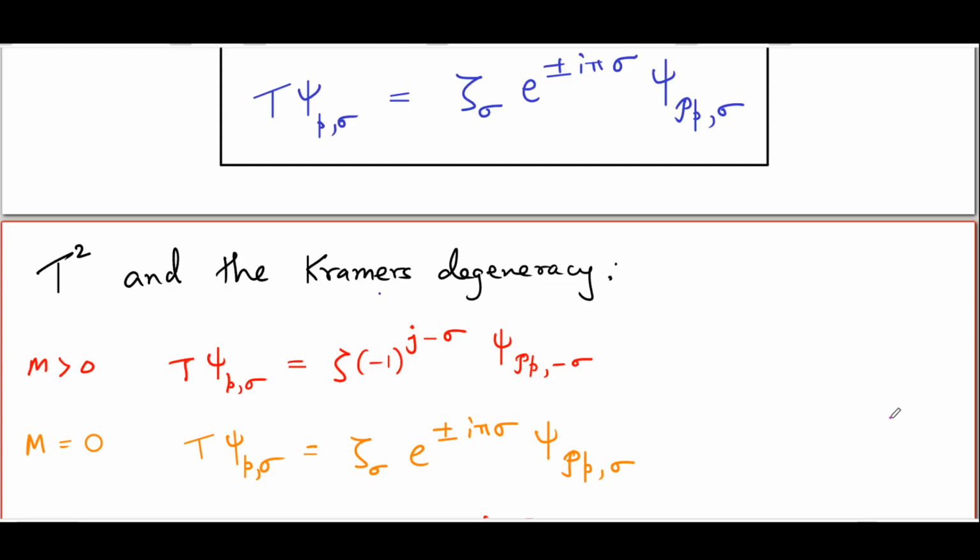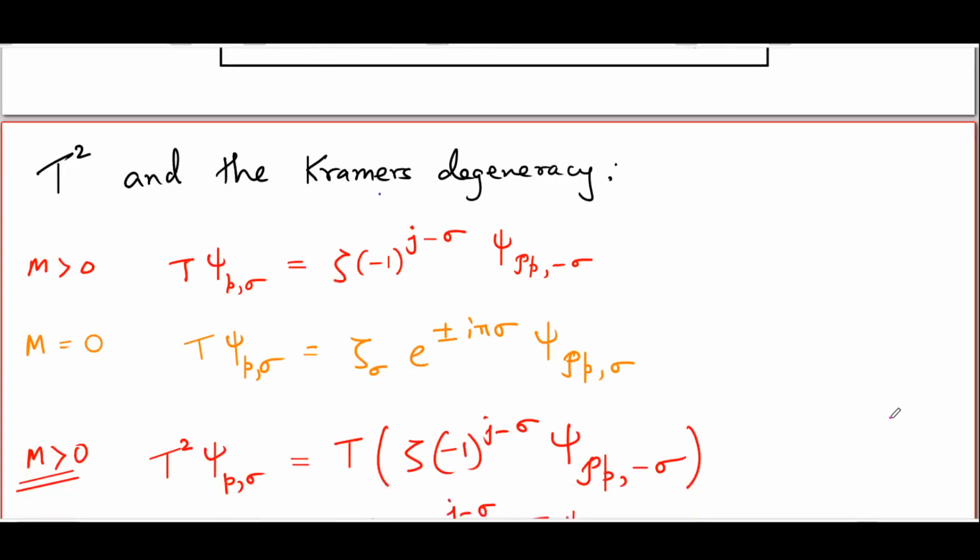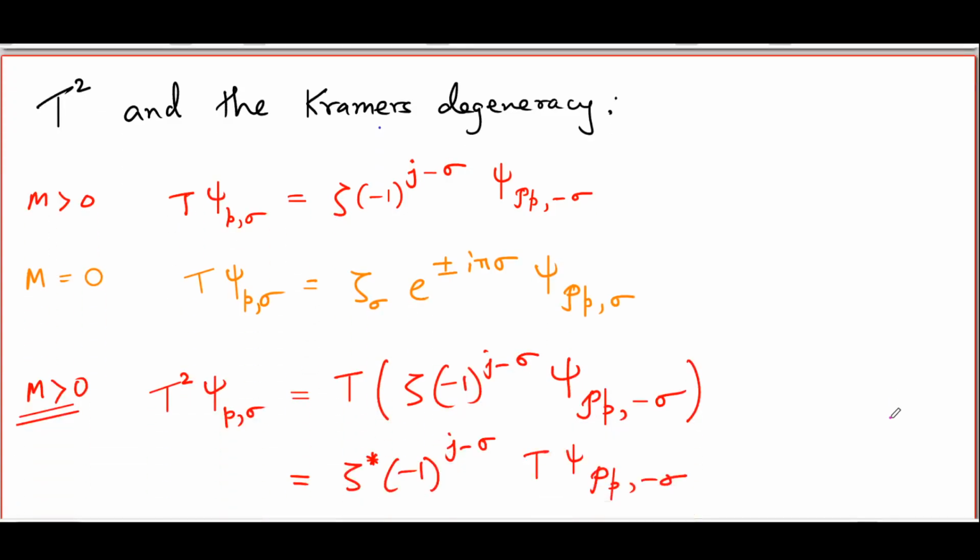Now, let us look at what T squared does to psi p sigma, and we are going to see this for both the massive and the massless cases. For the massive case, T squared acting on psi p sigma is simply T acting on zeta times minus 1 to the j minus sigma times psi curly p minus sigma. Now remember, T, the time reversal operator, is an antilinear operator. So this zeta comes out of it as zeta star.